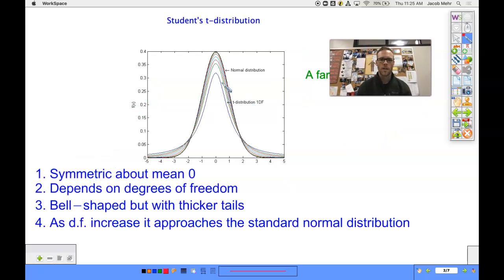Now, here is a sketch of the different distributions depending on the degrees of freedom. Our Student's t-distribution has a slightly different shape depending on the degrees of freedom, which depends on the sample size. Notice that they're still symmetrical about the mean 0. The fewer degrees of freedom, the wider the tails end up being.